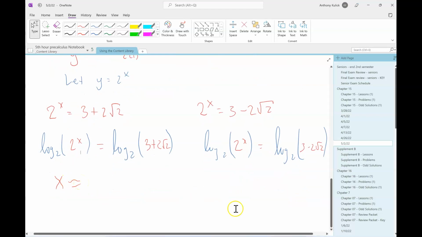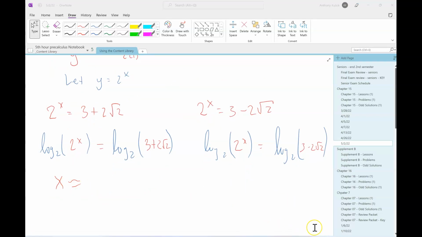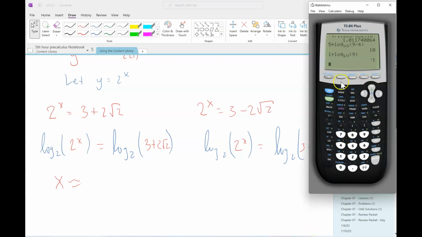So now it's calculator time. Remember, to make a log of a specific base like that, I press the math button, scroll down and choose the log base command. And then I can just type this in exactly like it looks on my sheet of paper.